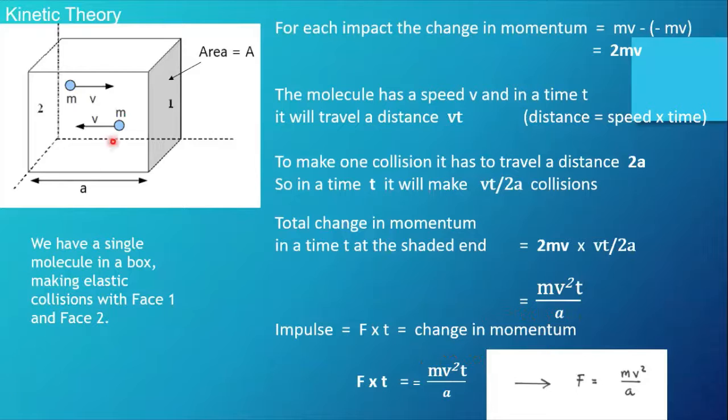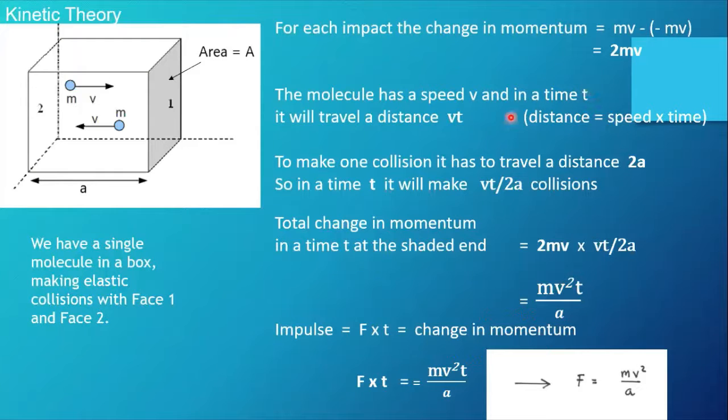Now, let's suppose we have one particle in a particular volume. This shaded side has an area A. The molecule is traveling a distance a. It will hit this side, bounce back, travel again, and hit this side again. Now, for each impact, the change in momentum, well, mv is the final momentum. So going in that direction is positive. Going in this direction is negative. So it's the final momentum minus the initial momentum, which is 2mv.